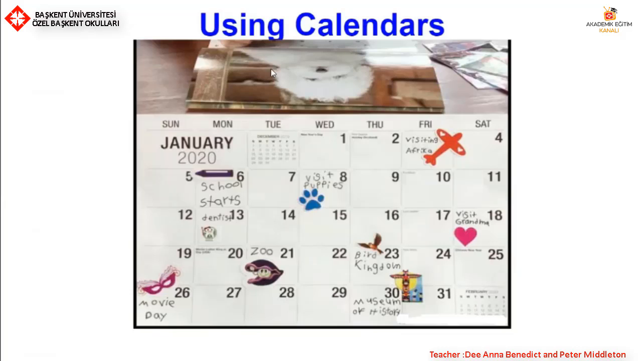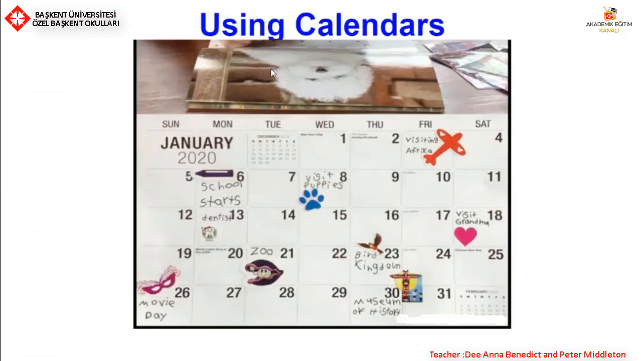What are they doing on the 26th? That's right, they're going to the movie day. And what day does school start? Look at the calendar and look at the days. What date does school start? It starts on the 6th.